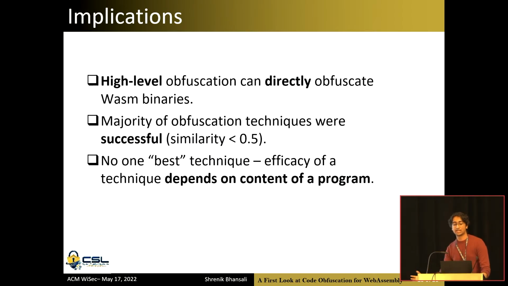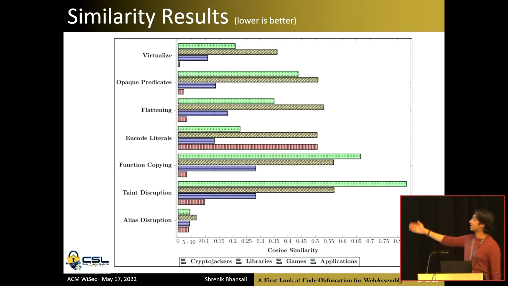So the implications of that are that high-level obfuscation techniques directly obfuscate the Wasm binaries. There is a correlation, and it is a direct result of the obfuscation that we applied at the highest level, in this case, the C level. The majority of our obfuscation techniques were successful with similarity being less than 0.5, and there is no one best technique. If you look, it depends on the category of program.